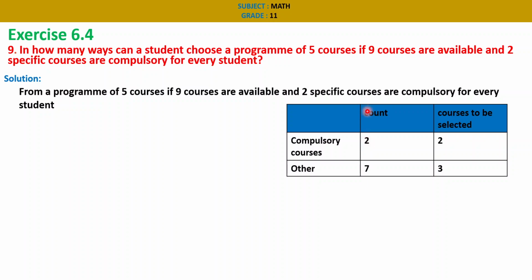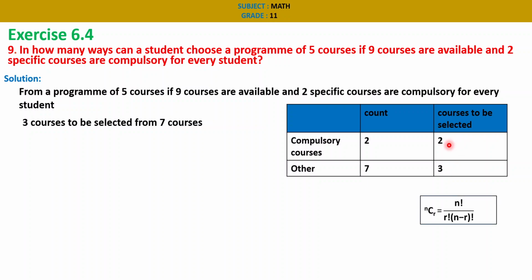So as 2 are counted as compulsory, how many will be left for us? 7, because 9 minus 2 is 7. So the other courses count will be 7, and the total we need to select should be 5. Already 2 are compulsory, so the remaining should be 3. Therefore, 3 courses we need to select from the 7 courses.